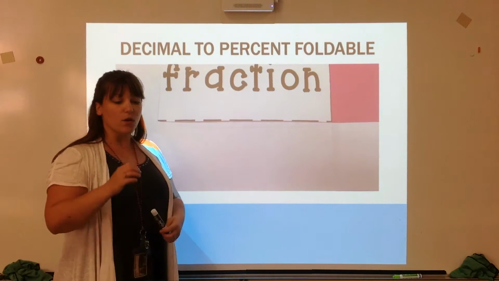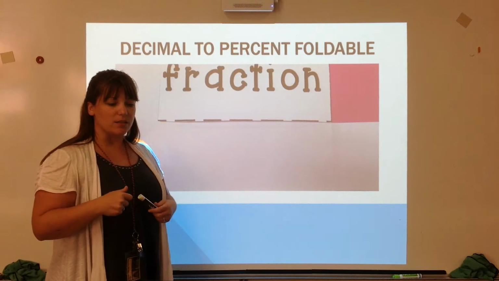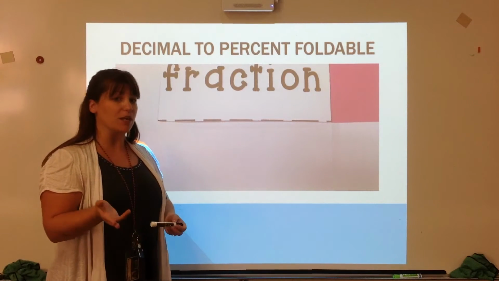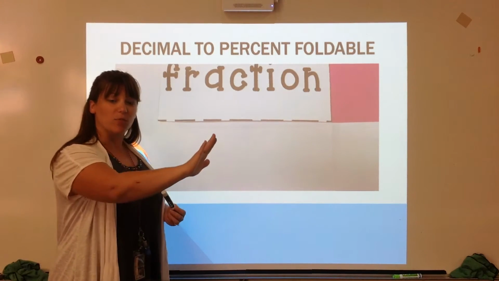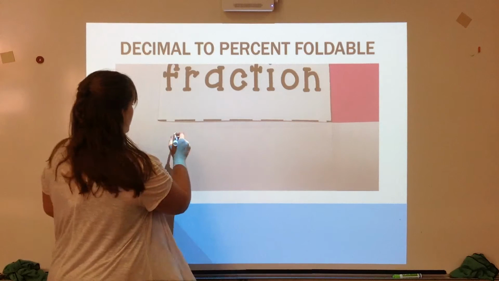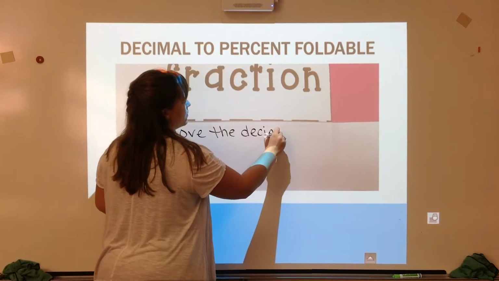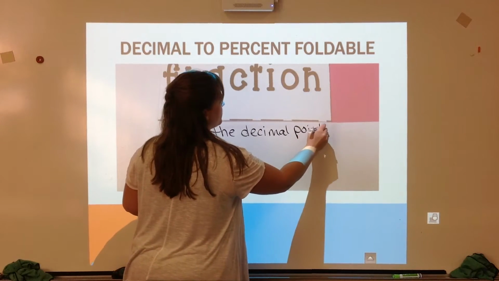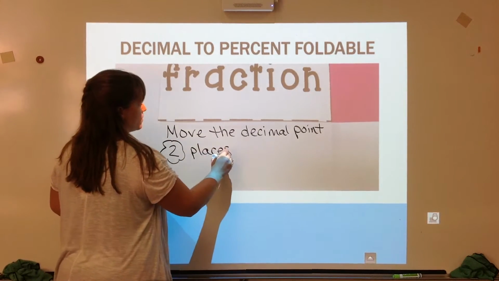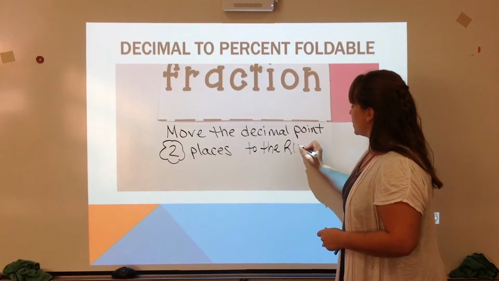When you have a decimal and you want to get it to a percent, the big idea is that you're going to be multiplying by 100. When that happens, just like before, we're going to be moving the decimal point over 2 places to the right. So that's what we're going to write in our center. Move the decimal point 2 places to the right.